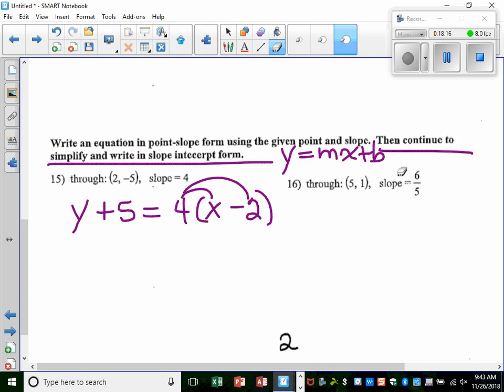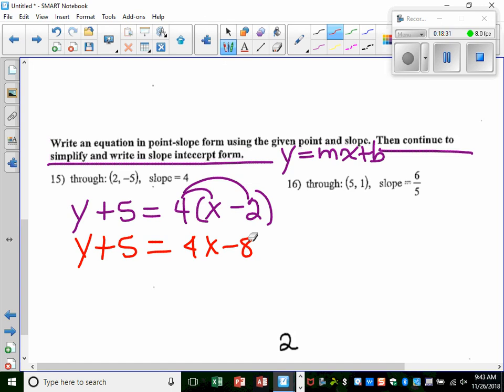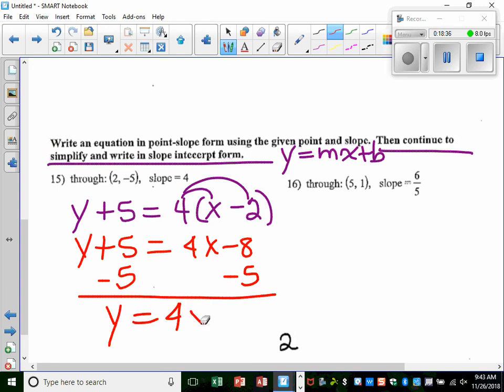In order to do that, I have to solve it for y. So I have to distribute first. So that's going to be 4x minus 8. And then to solve this for y, I'm just going to subtract 5. And now it's in slope intercept form. So it's really easy to go from point slope to slope intercept form because it's just a matter of distributing and solving for y. So that's an easy way to get to slope intercept form. Any questions?